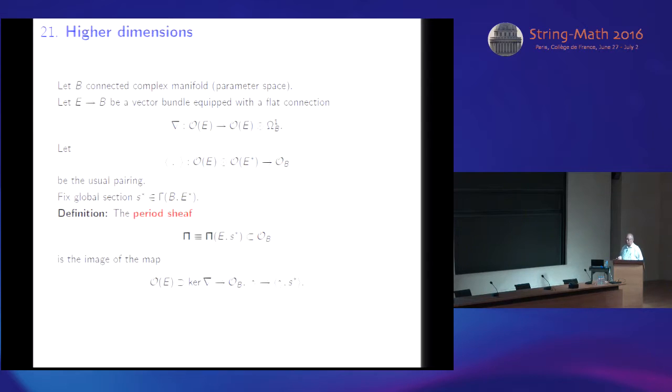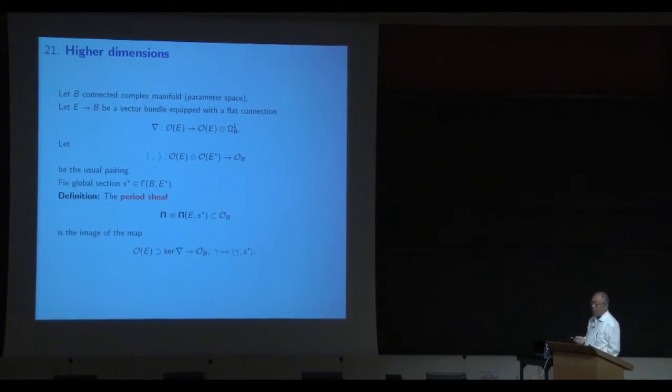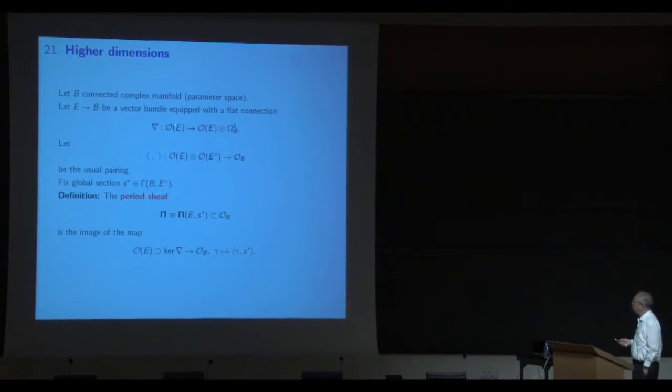Now, let's come to the major part of today's talk. Suppose we have a parameter space B, which is a connected complex manifold, parameterizing the Calabi-Yau manifolds. And let E be a vector bundle equipped with a flat connection. This will be the Gauss-Manin connection. So we have a pairing between E and E star into O_B, the usual pairing, and we fix a global section S star on E star. This will correspond to the universal three-form that we were interested in.